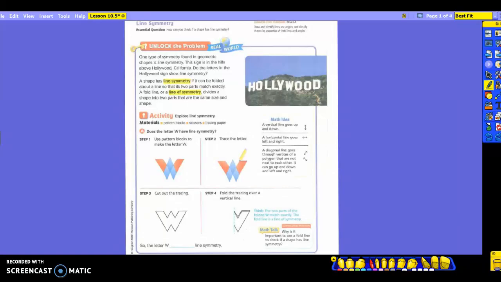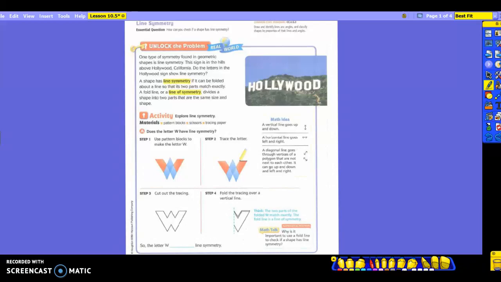Discussing line symmetry. Hopefully you know a little bit about that already before we even begin, based on our vocabulary. Let's read what it says at the top, please. One type of symmetry found in geometric shapes is line symmetry. This sign is in the hills above Hollywood, California. Do the letters in the Hollywood sign show line symmetry?